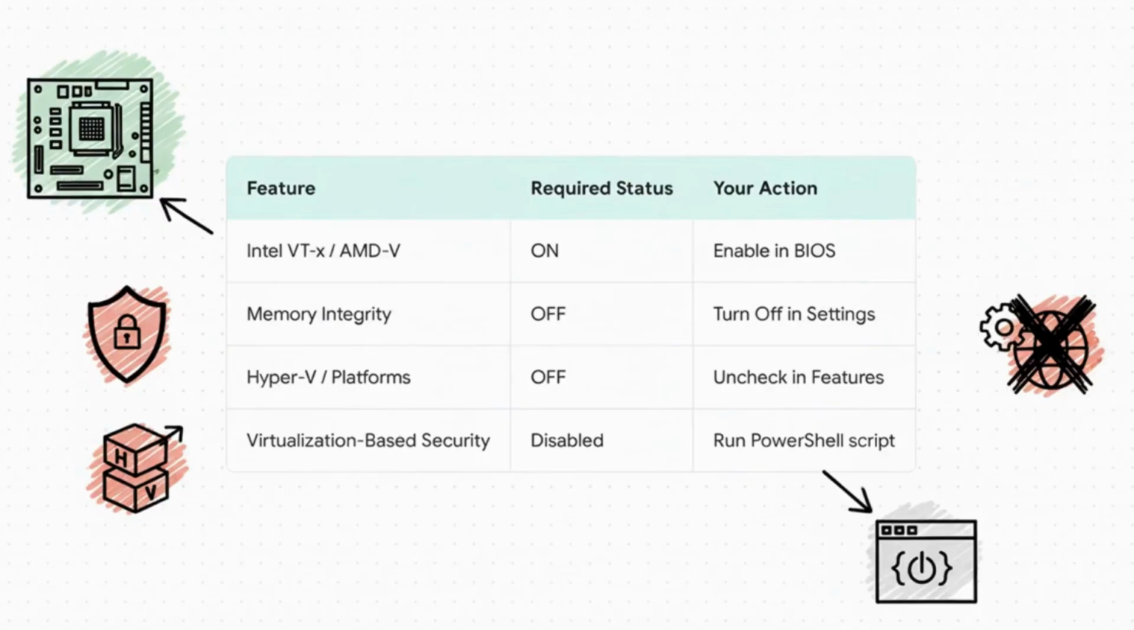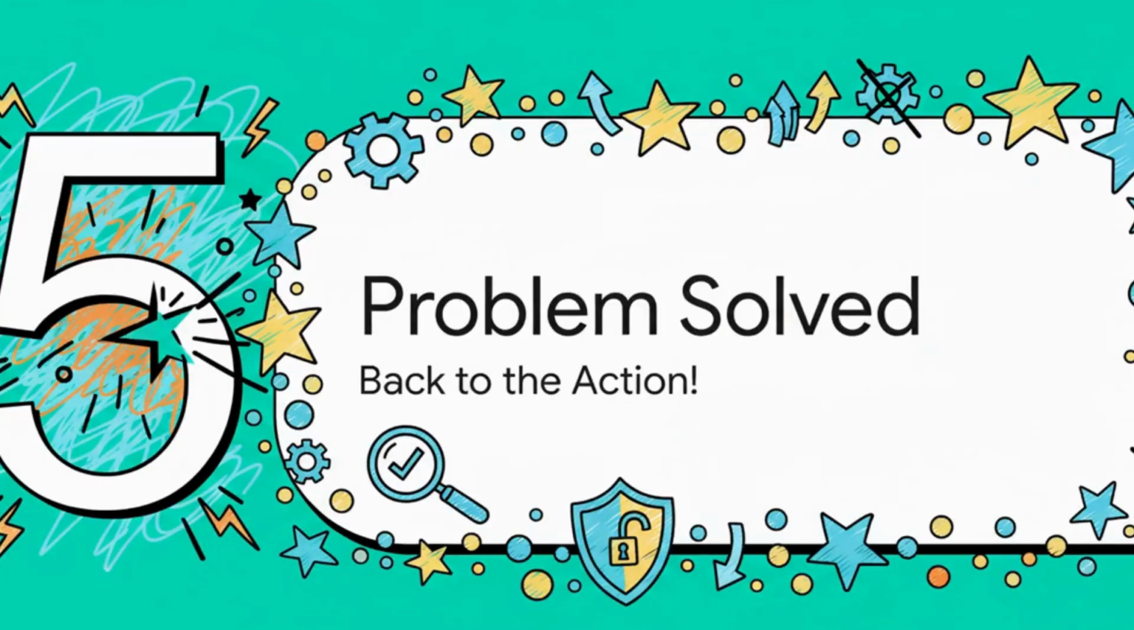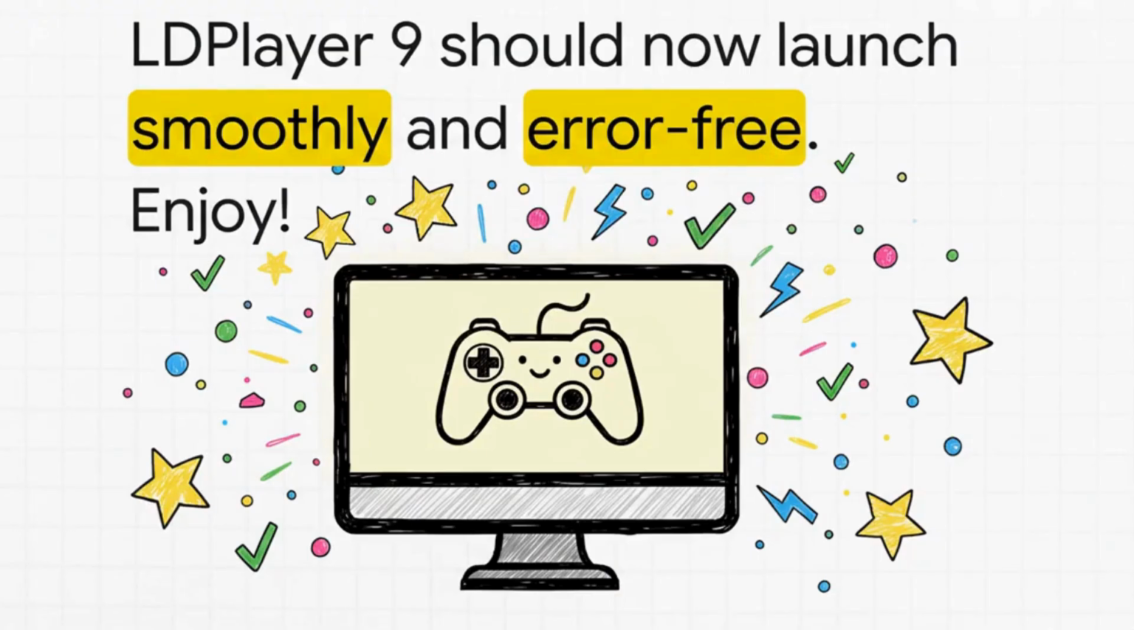All right, let's do a quick recap, a final systems check. You need that hardware virtualization, the Intel VT-x or AMD-V, turned on in your BIOS. And then you need three other things turned off in Windows: memory integrity, all that Hyper-V stuff, and the virtualization-based security we just disabled with PowerShell. If your setup looks like this, you should be golden. And that should be it. We've walked through every possible problem and knocked them down one by one. You just successfully troubleshot a pretty complex issue. Seriously, nice work. So now for the moment of truth.